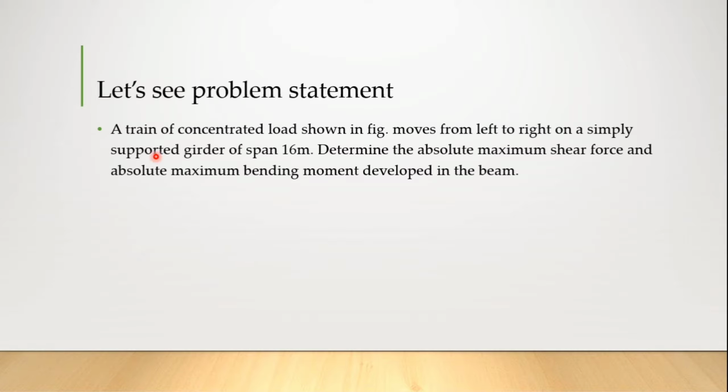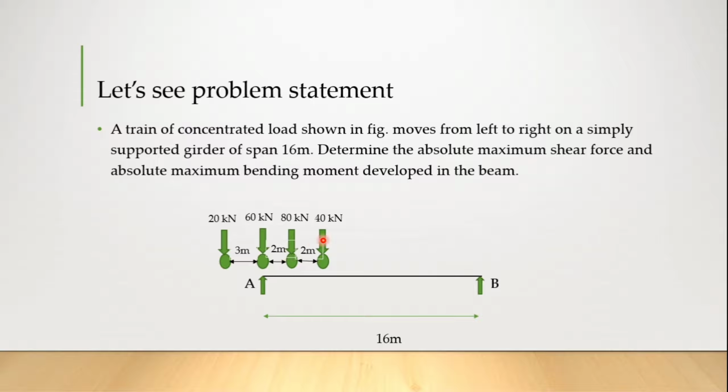A train of concentrated loads is shown in the figure. It is moving from left to right. 40 kilonewton is the leading load and 20 kilonewton is the last load. It is moving from left to right on a girder of span 16 meter. We need to find the absolute maximum shear force and absolute maximum bending moment developed in the beam.